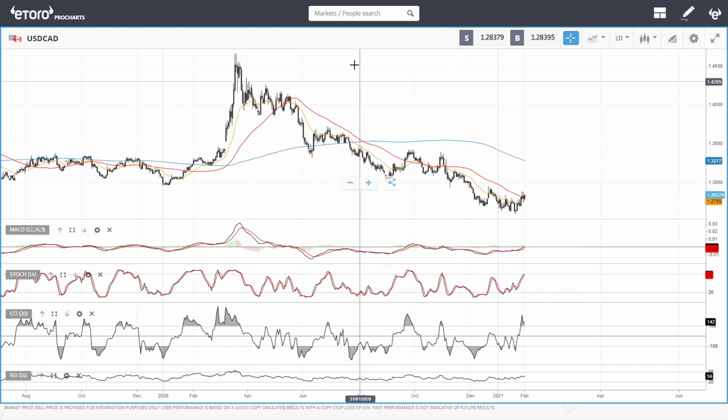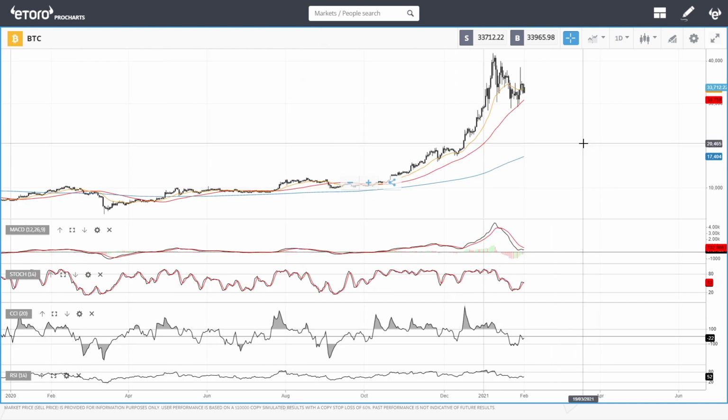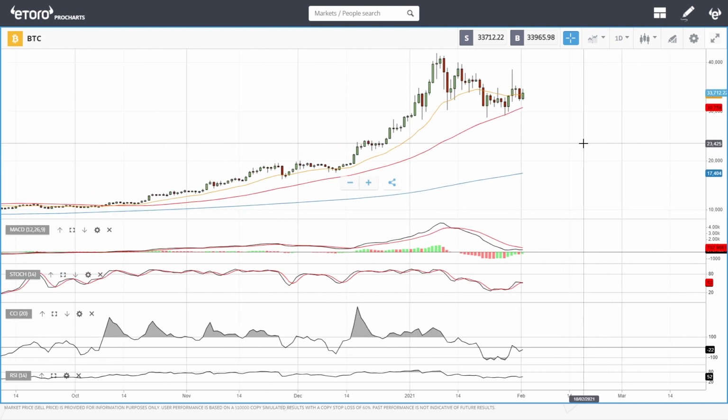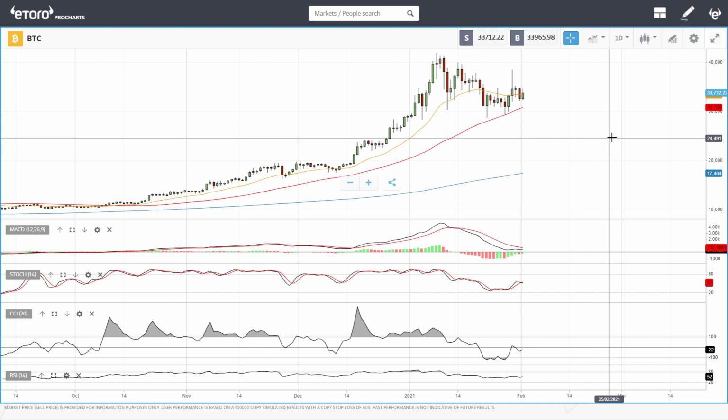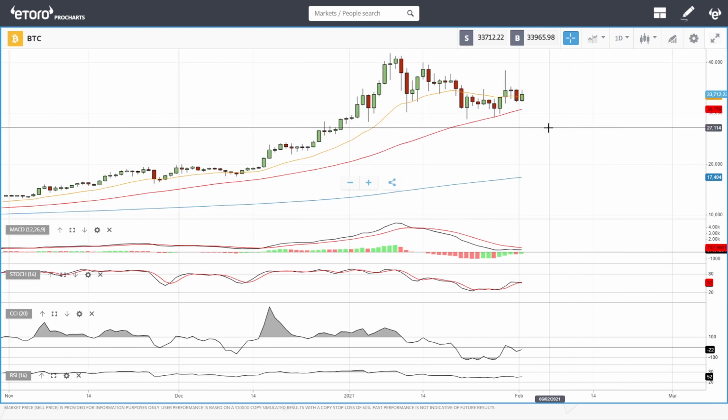So let's look at the cryptocurrency market. We'll start by looking at Bitcoin. So cryptocurrencies have been all over the place. Bitcoin has not been the one that has been most volatile recently. That was XRP. We'll look at that in just a few minutes.